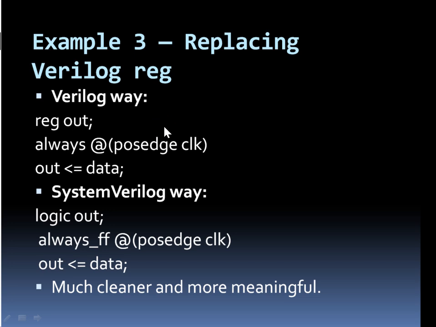Now let's see how we write an always block, replacing the Verilog reg. This is an always block using reg. Earlier in Verilog we used to declare reg out, then always at the edge of the clock block. Then in the procedural block we give out and store the data in out. But in SystemVerilog we can use logic. This is how we use logic in a procedural block. Compared to reg, it is much cleaner and more meaningful.